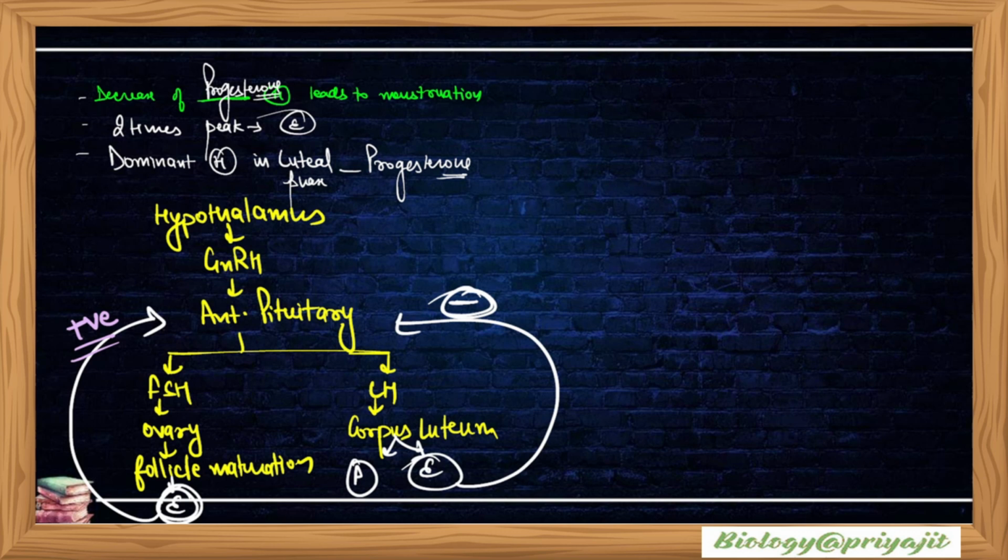From the hypothalamus, GnRH, gonadotropin releasing hormone, is produced and secreted, and it stimulates the anterior pituitary. Then the anterior pituitary will release two hormones, FSH and LH. FSH will act on ovarian follicle maturation, and LH acts on the corpus luteum. Then the ovarian follicle will secrete estrogen, which gives positive feedback to the anterior pituitary, and the corpus luteum will release both progesterone and estrogen, which further act on the anterior pituitary. Estrogen also gives negative feedback on the anterior pituitary.